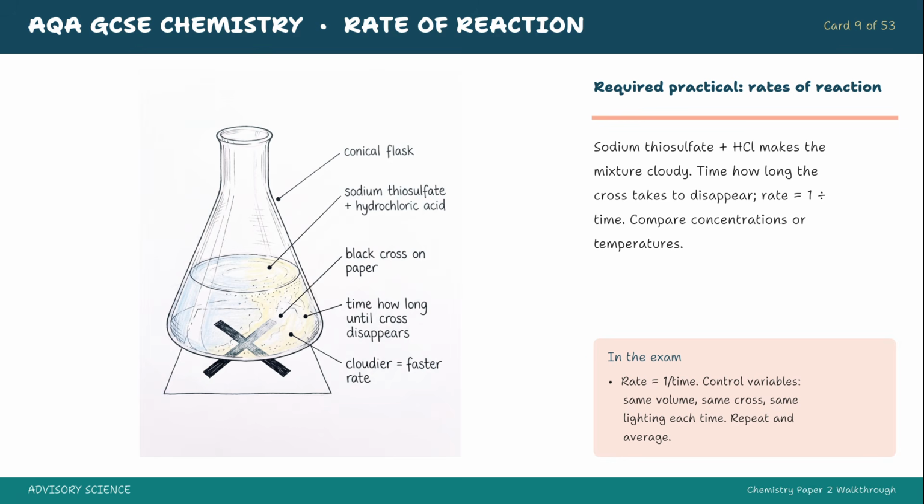In the exam, you're often asked to identify the variables in this experiment. The independent variable is what you deliberately change. That's the concentration of sodium thiosulfate. The dependent variable is what you measure, which is the time taken for the cross to disappear. The control variables that you must keep constant include the total volume of the liquid, the temperature, and the depth of the liquid.